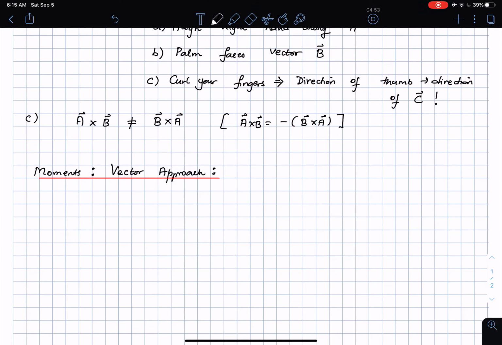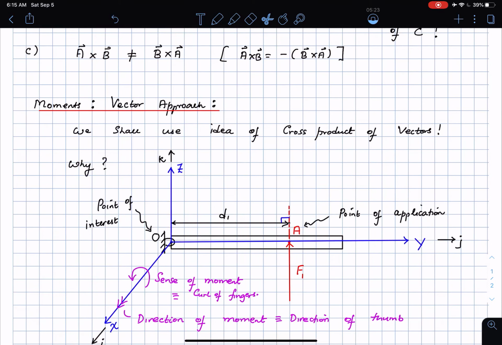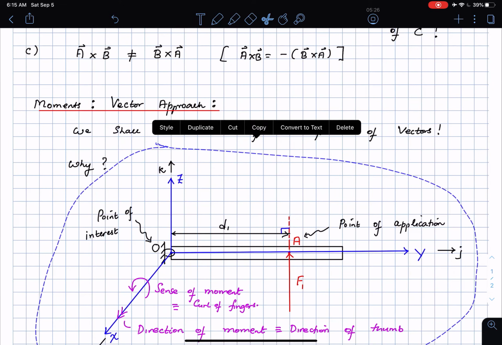So we shall use the idea of the cross product of vectors. Why? For this, I'm going to bring back a figure from the previous time we looked at moments using the scalar approach. If you recall this particular figure, which had a lot of things written on it.